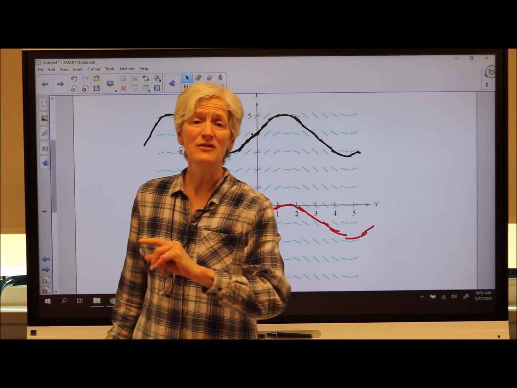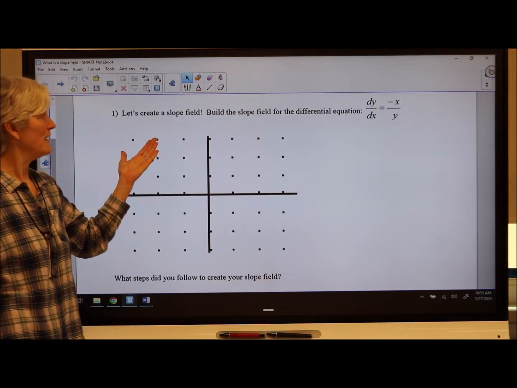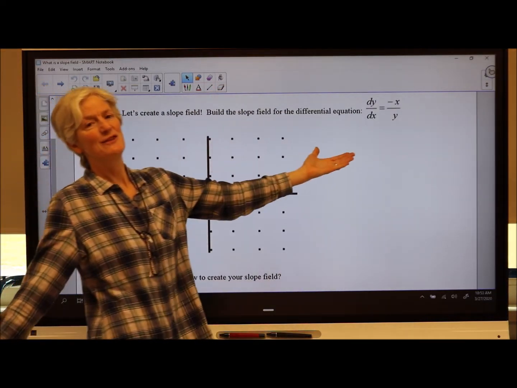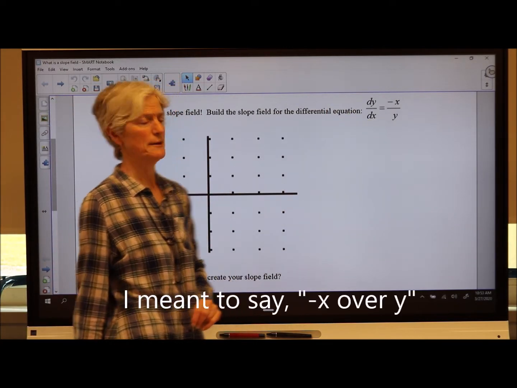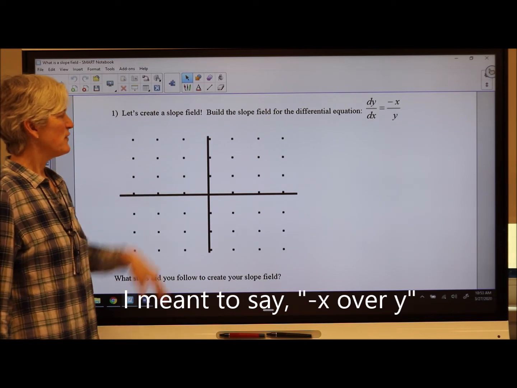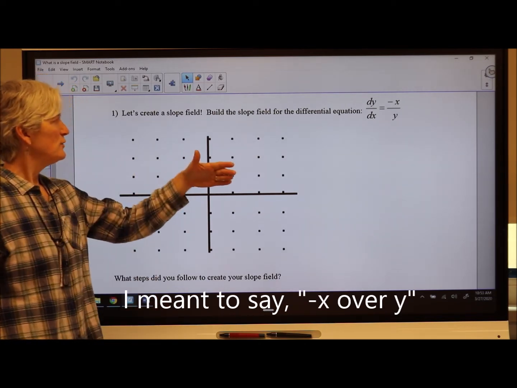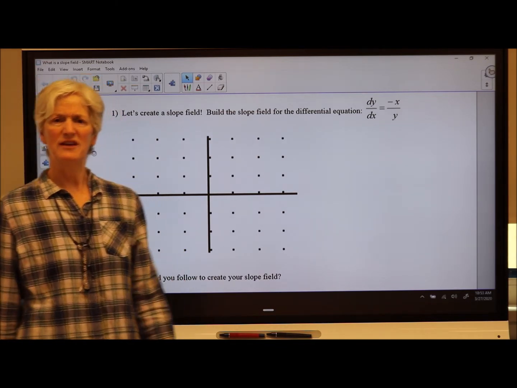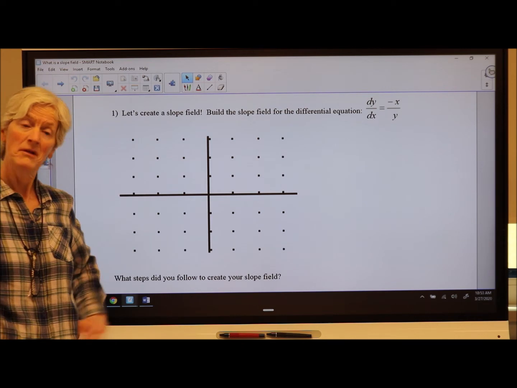How do you create a slope field? It's super easy, a bit tedious. Let's create a slope field. This is a classic differential equation: dy/dx equals negative x over 1. I just gave you an xy axis with a whole bunch of points, and I want you to create a slope field for these points. So stop the video and think about how you might do this.